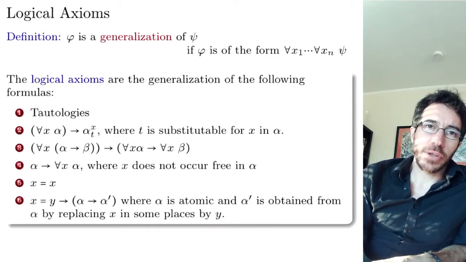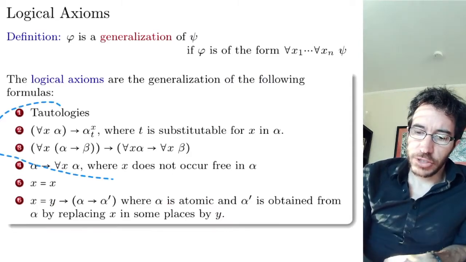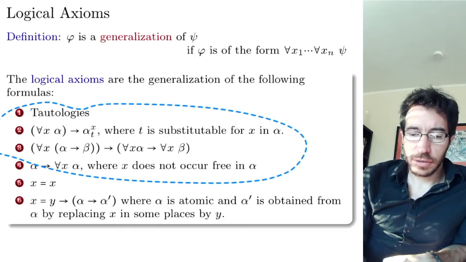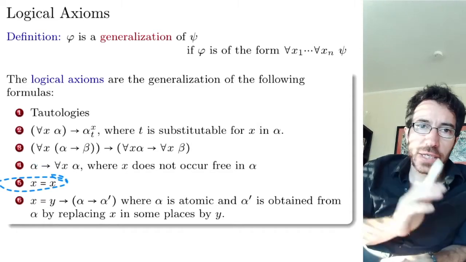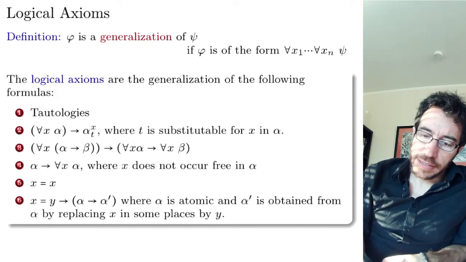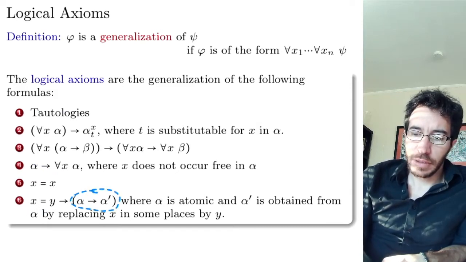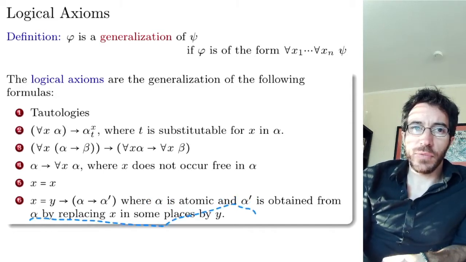And actually there are two more that are about equality. These are the ones that are logical in general, and then there are the ones about equality. One is that x equals x. That's obvious. And the other one is that x equals y implies alpha implies alpha prime, where alpha is an atomic formula, and alpha prime is obtained from alpha by replacing x in some places by y.